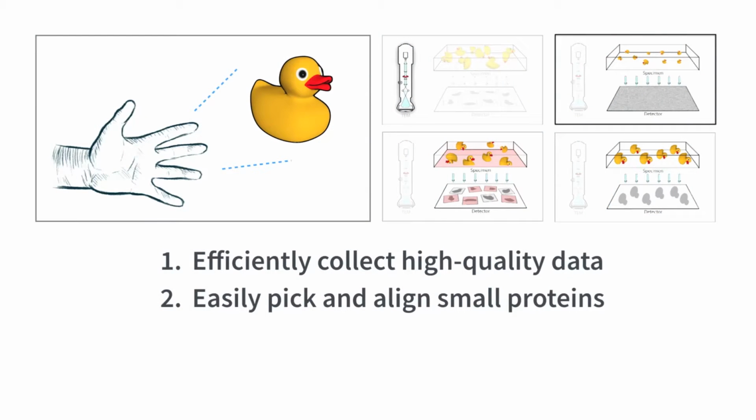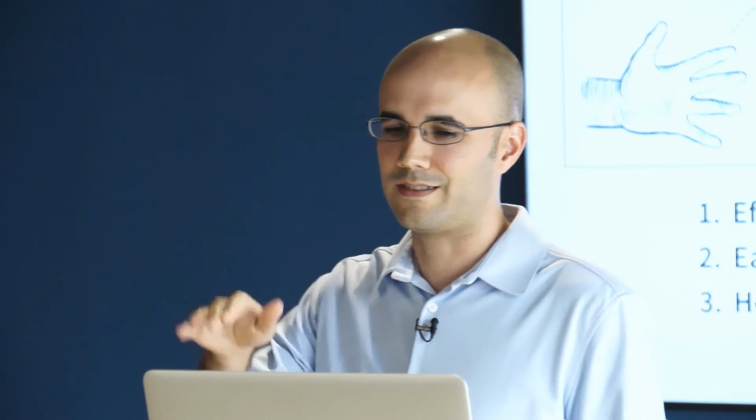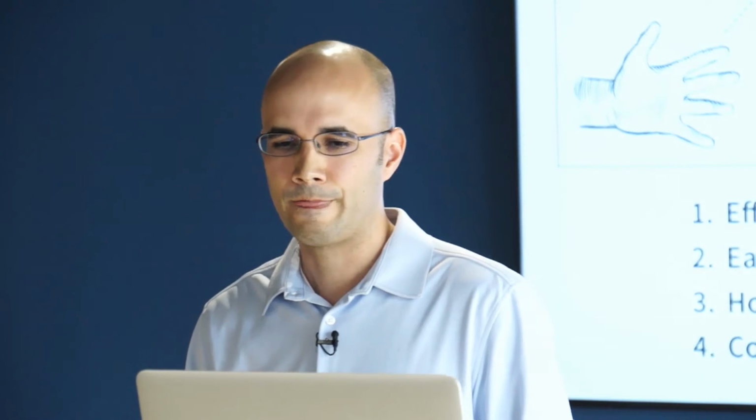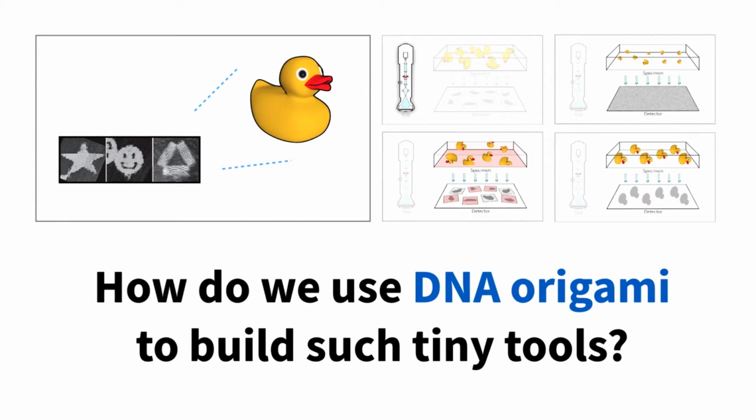We might be able to find the small proteins very easily if we put them where we know they are. We could move those proteins away from the air-water interface so everything is at the same level. And we could also control the orientation of the samples if we had this capability. And so what we're working on, and for the last few minutes of the talk, I'll show you our progress so far, is how we can use DNA origami as our nano hands to overcome these technical challenges.